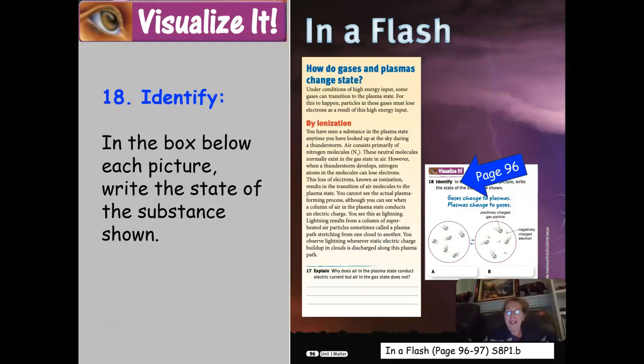The next question is an identify question, and it says, in the box below each picture, which is right here, write the state of the substance shown. And hopefully that's going to be a pretty easy one for you to figure out.